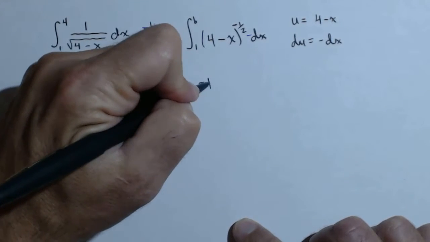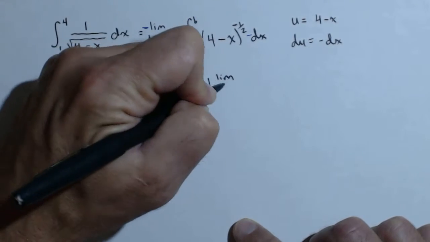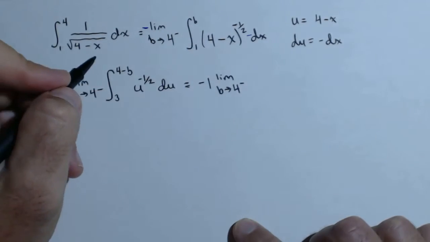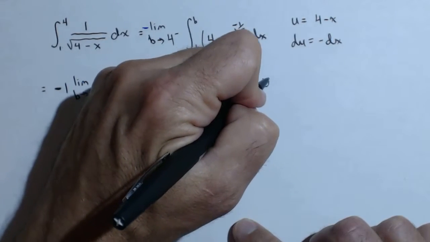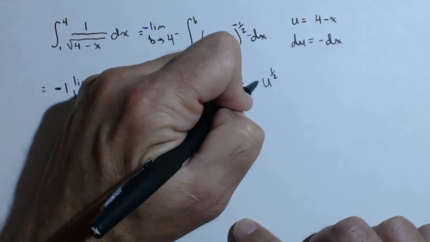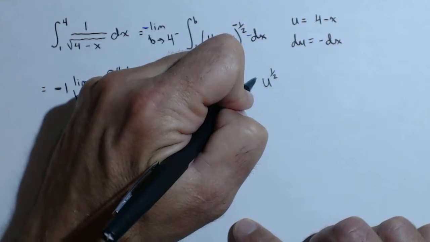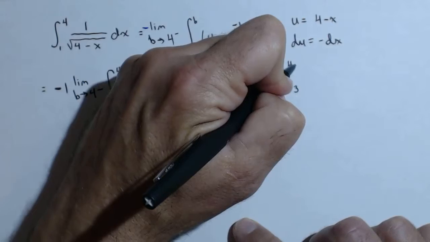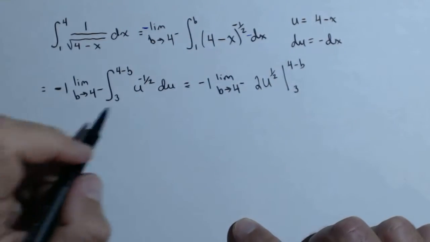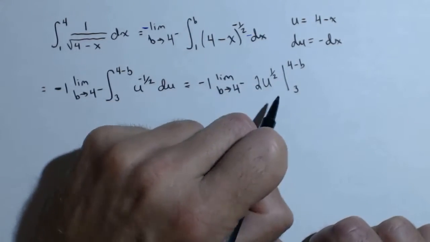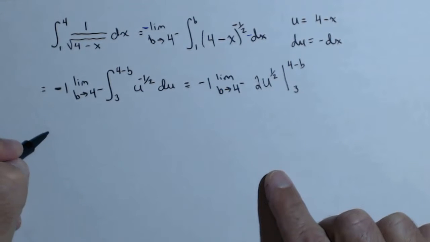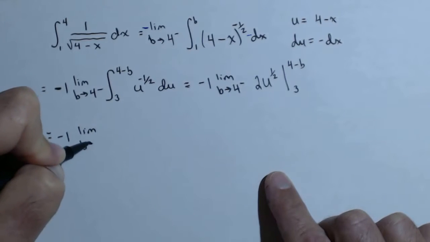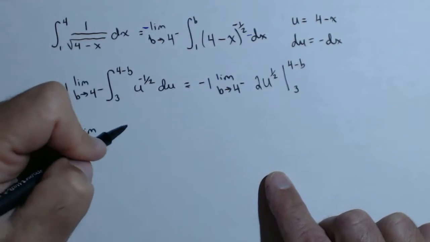So we have -1 times the limit as b goes to 4 from the left. We can take our antiderivative now, which is going to be: increase the exponent by 1, divide by the new exponent. Dividing by 1/2 is the same thing as multiplying by 2. From 3 to 4 minus b. What's going to matter is this limit once we plug our limits of integration in. So -1, limit as b goes to 4 from the left.